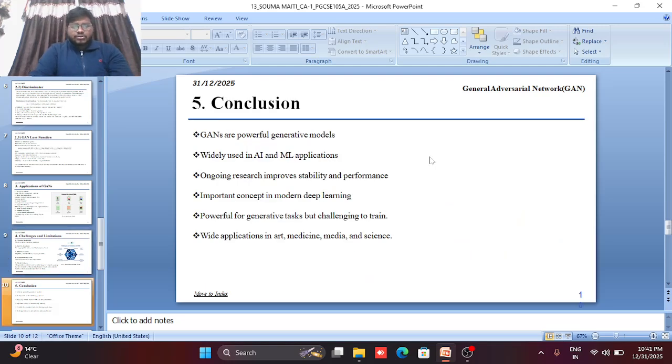Conclusion. To conclude, GANs are powerful generative models and play a crucial role in modern deep learning. They are widely used across AI, healthcare, media, and creative industries. Also, GANs are challenging to train. Ongoing research continues to improve their stability and performance. Understanding GANs is very important for anyone working in the advanced machine learning and artificial intelligence sector.